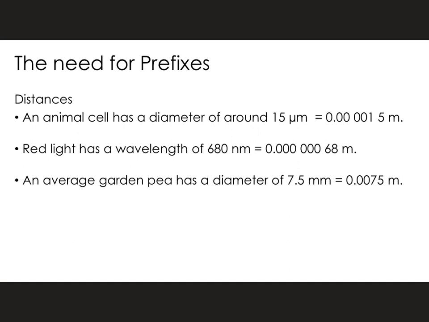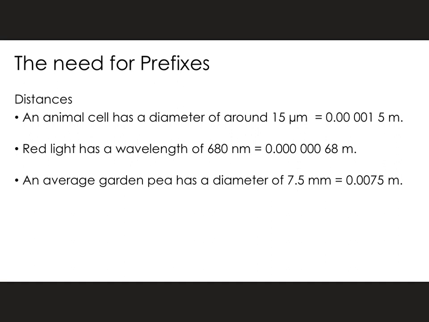On the screen now are some reasons why we may need to use prefixes in science. So you can see that an animal cell has a diameter of around 15 micrometres. If we were to write this as a decimal, that would be 0.000015 metres. So you can see it's much easier to write 15 micrometres.